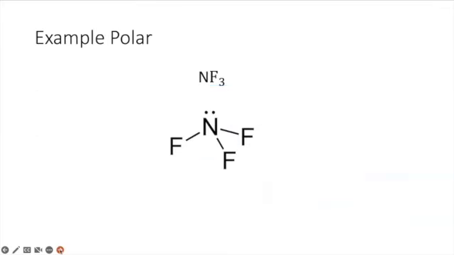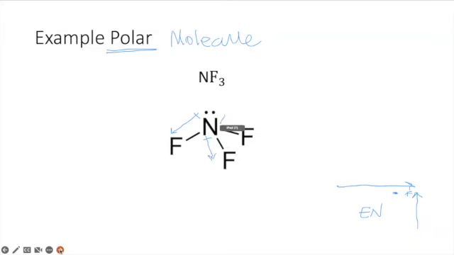So let's look at an example here. Spoiler alert, this is an example of a polar molecule. If we were to go back to the periodic table and look at the electronegativity trend, fluorine is the most electronegative, and nitrogen would fall somewhere over here, meaning it has less electronegativity. And so all the dipoles would be pointing towards the fluorine atoms.